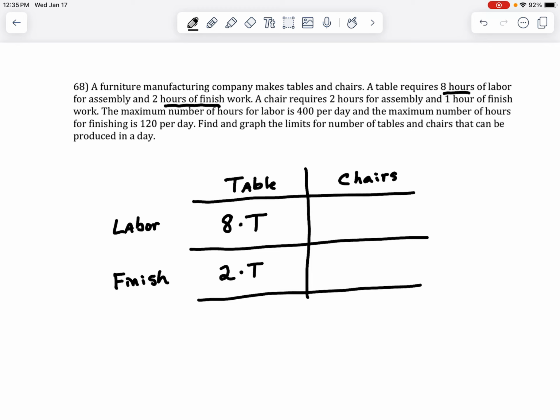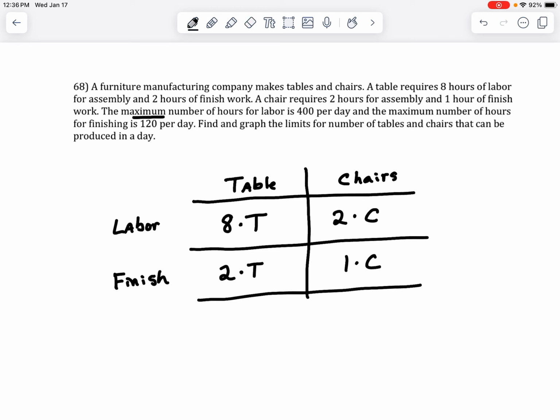Now, what about the chairs? So a chair requires 2 hours for assembly. So each chair requires 2 hours. And 1 hour of finish work. So 1 times C goes here. All right, so that is putting all of the information from the first couple of sentences.